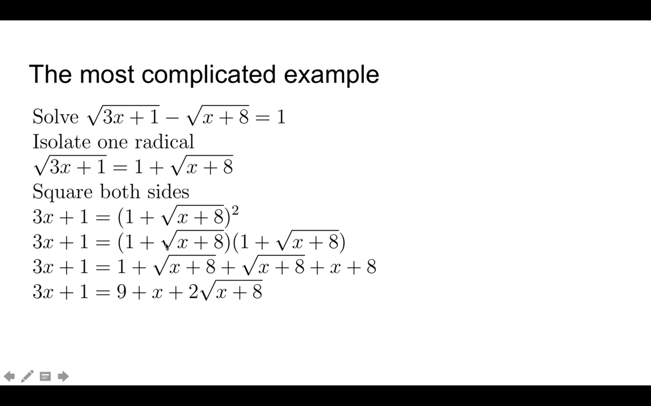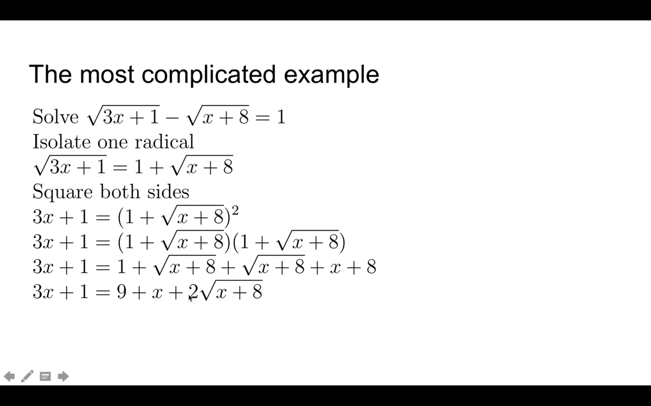Okay, we've got some like terms here we can add together. So the 1 plus the 8 is 9. We've got this x hanging out. He doesn't have a buddy. Then this radical, those are like terms. I have 2 of those.